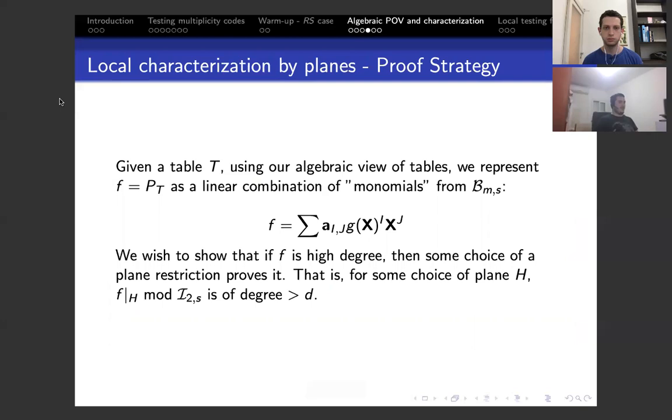So it looks like the sum of alpha_{I,j} g(x)^I times x^j, where the weight of I is less than s and j is of local degree less than p. And we would like to show that if f has high degree, then there is some plane that proves it, where the restriction to the plane is also high degree. So again, when we restrict to planes, we have to look modulo I to the s, because the algorithm only sees the tables, not the polynomials.